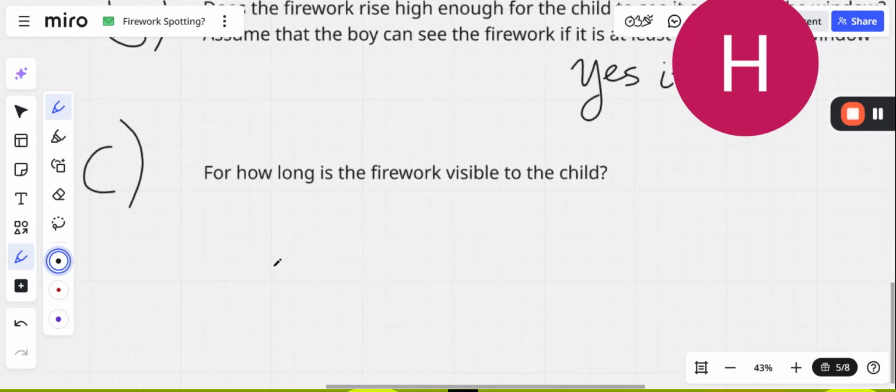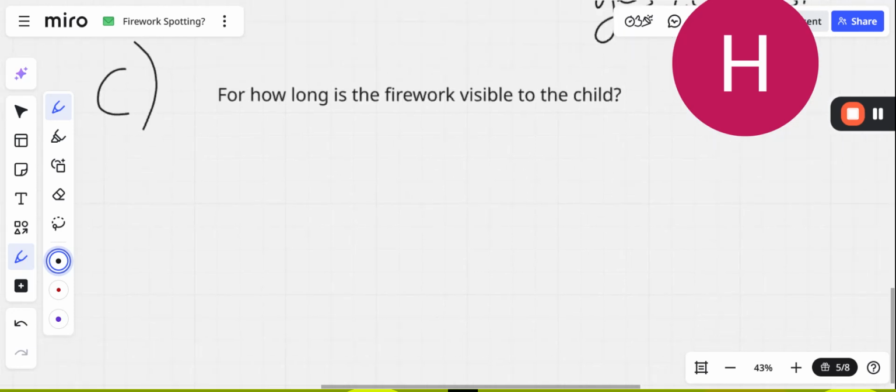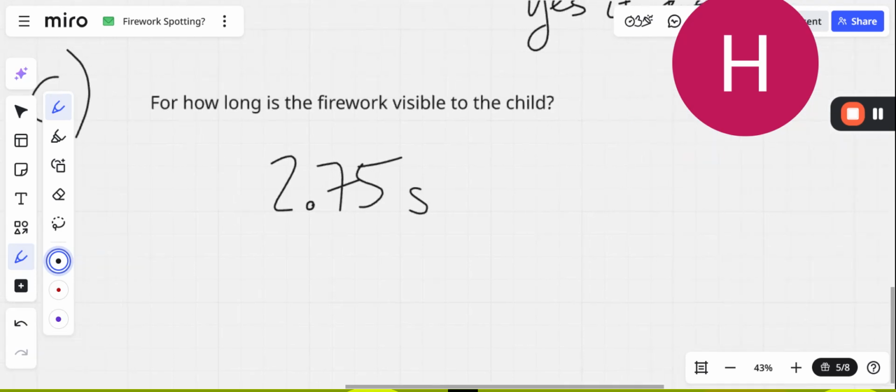In other words, how much time after he sees it cross the window before it explodes, right? Because you only get that short moment. If you've ever seen a fireworks show, it doesn't last forever in the sky unless they're shooting multiple fireworks. So for how long is this firework visible to the child? Well, we know that it takes 2.75 seconds or 11/4 seconds to get to the max.